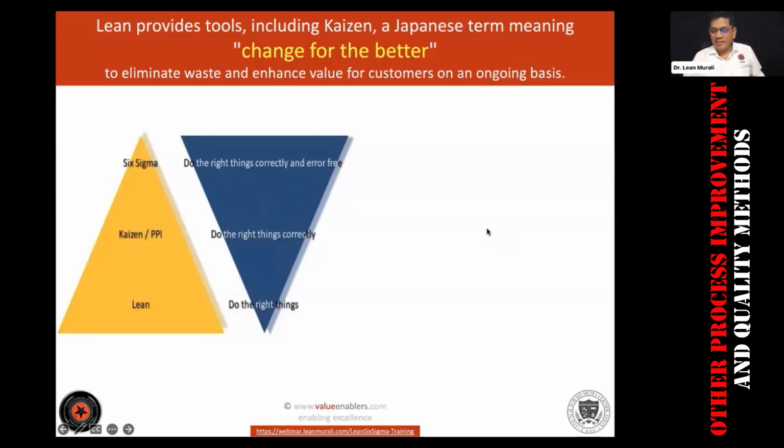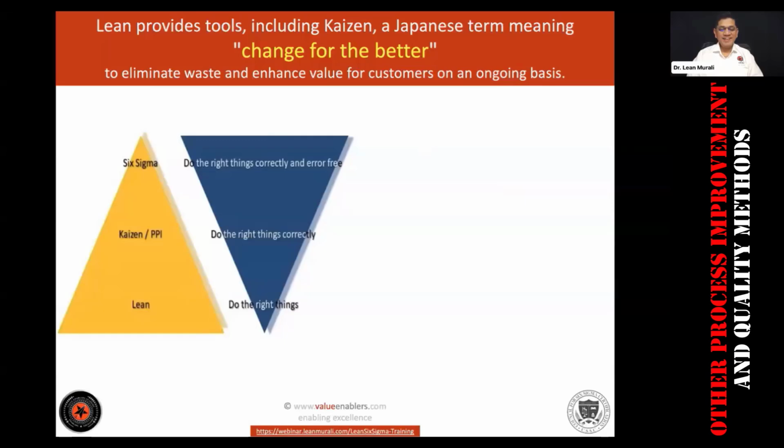Okay, how many of you like this representation? Lean is about doing right things. Kaizen is about doing right things right. And Six Sigma is about doing right things right without any rejection or rework or defect. Type superb in the chat box if you like this. I want all of you to have a different perspective of each of these. So they complement each other. They don't conflict with each other.